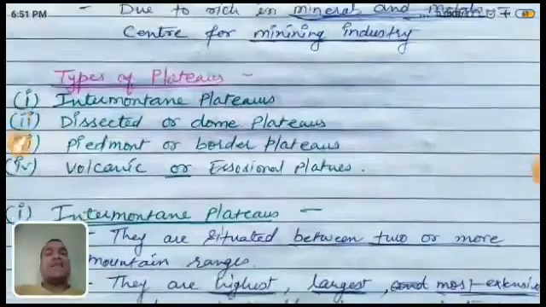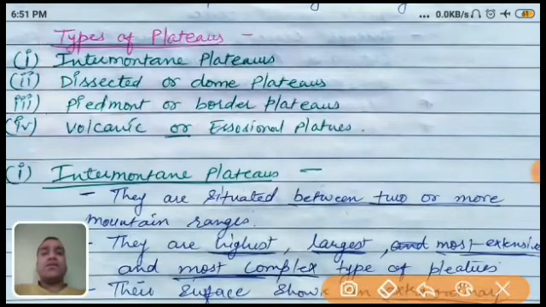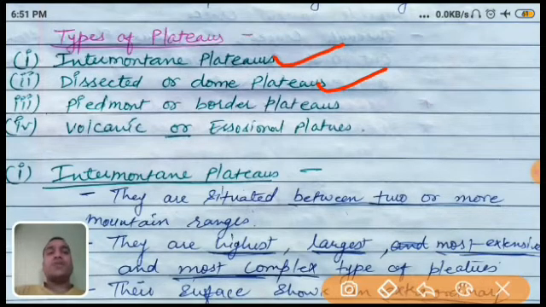Now, see the types of plateau. Just like we have seen four types of mountains. What are these? Do you remember? Yes, four types of mountains. First is fold, second one is block, third one is residual, and fourth one is volcanic. Same like that, plateaus are also of four types. First is the intermountain plateau. Second one is dissected or dome plateau. Next one is the Piedmont or border plateau, and fourth one is the volcanic or erosional plateau. So these are the four types of plateau.